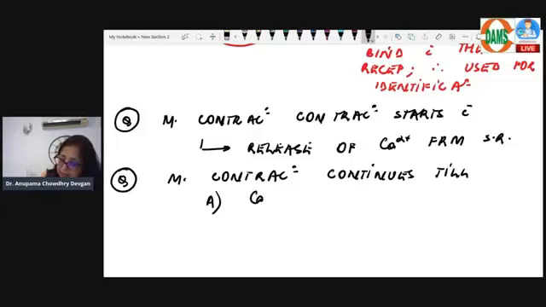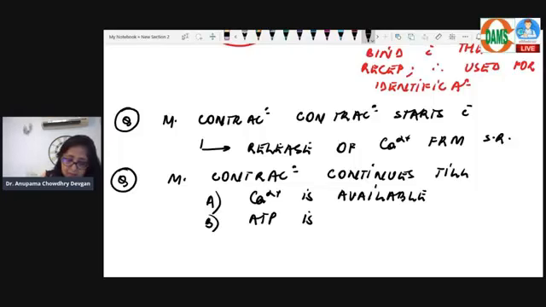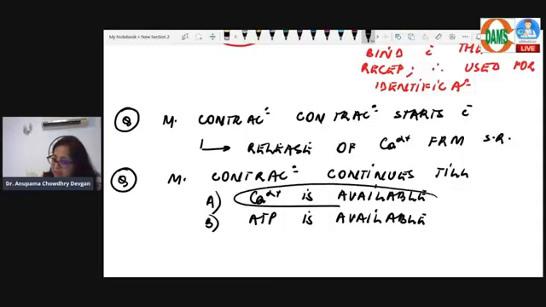A, calcium is available, or B, till ATP is available. Muscle contraction will continue till calcium is available. Right? Muscle contraction will continue till calcium is available.